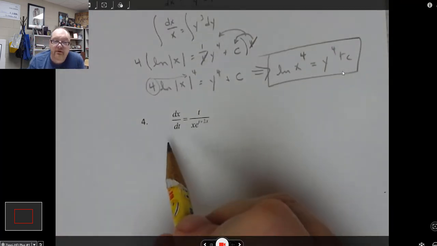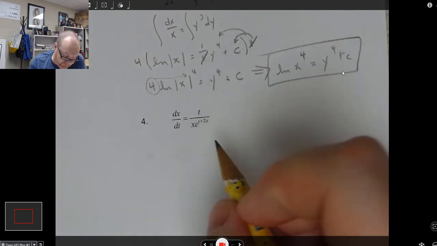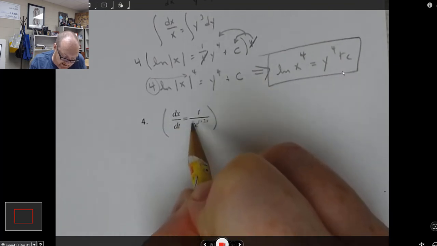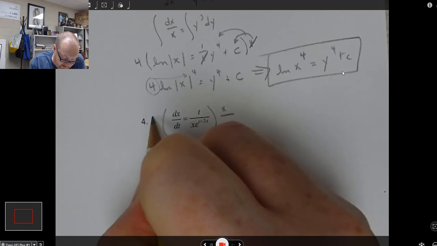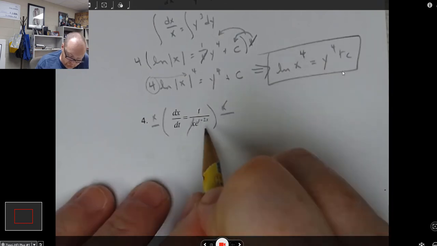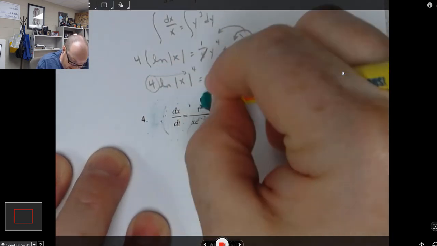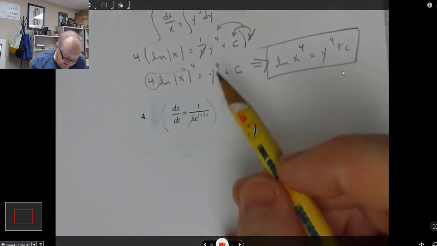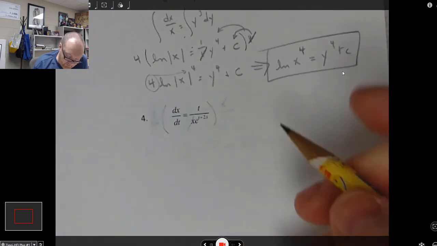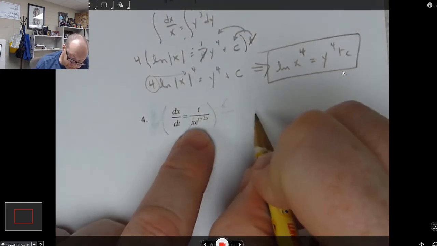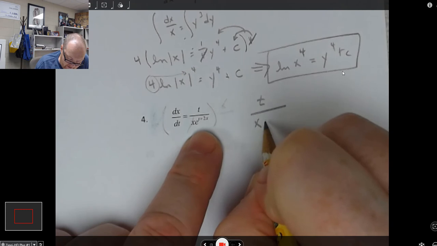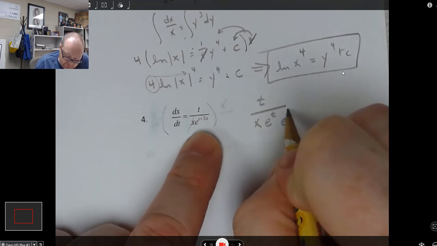Number 4, again, trying to get x's and dx's together, t's and dt's together. So I can get rid of this x and get it on this side by multiplying both sides by an x. Oh, I got ahead of myself, actually. Look at what's going on down here. Let me start over. I just now realized that denominator has an x e to the t plus 2x term. So I'm going to pull the trick that I pulled just a moment ago. That denominator can be written as x times e to the t times e to the 2x.